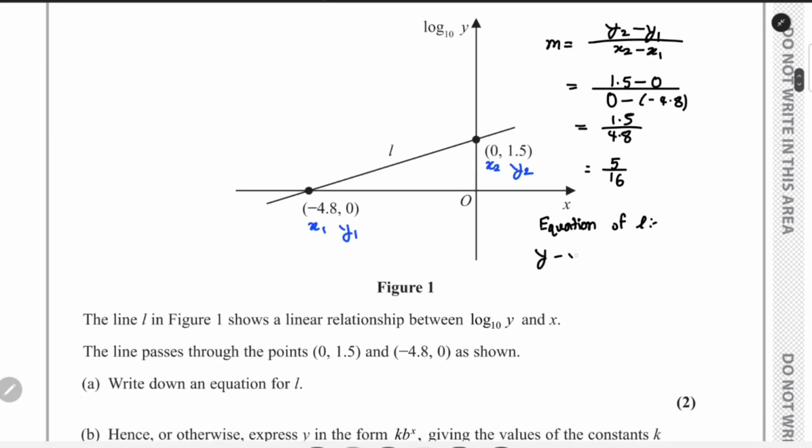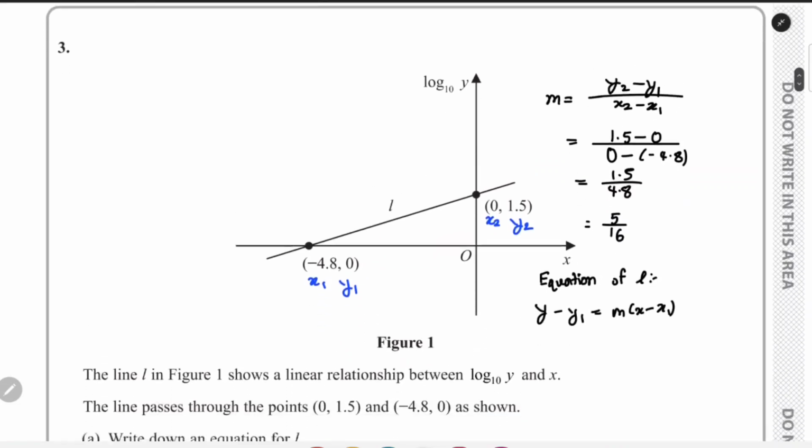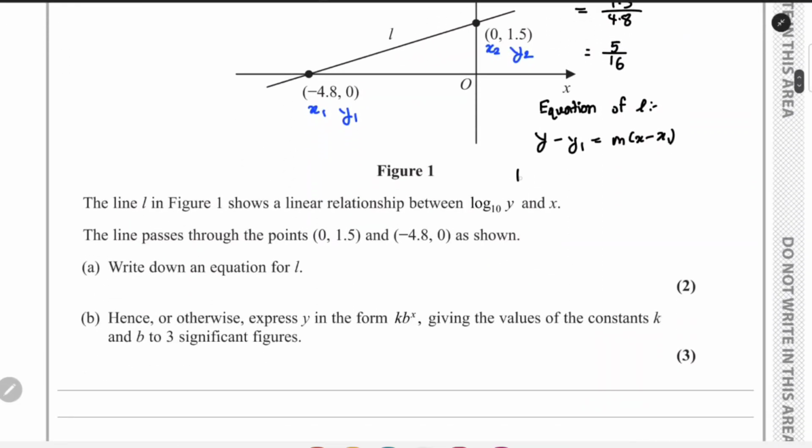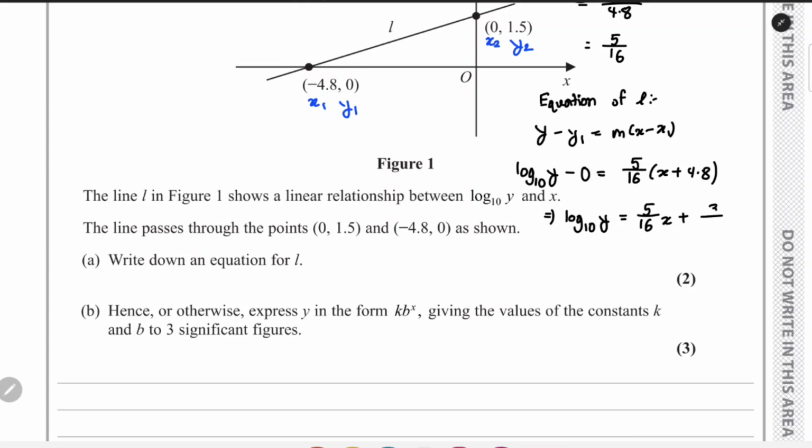We have y minus y1 equals m times x minus x1. We'll use this formula. Here, instead of y, I'll have log base 10 of y. That's in the y-axis now. I'll consider this point over here. y1 is 0, the gradient is 5 by 16, and I have x minus 4.8, so this becomes positive 4.8. So log base 10 of y is equal to 5 by 16 x plus 3 by 2. This is the equation of the line L.